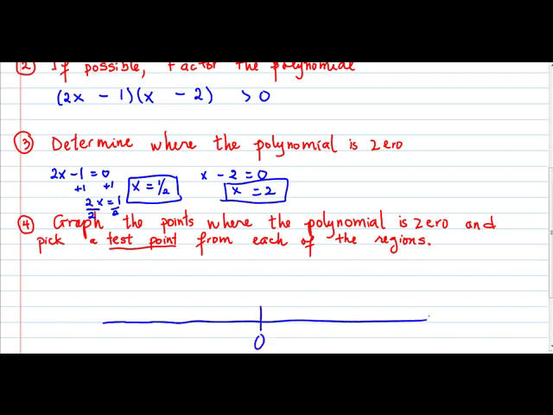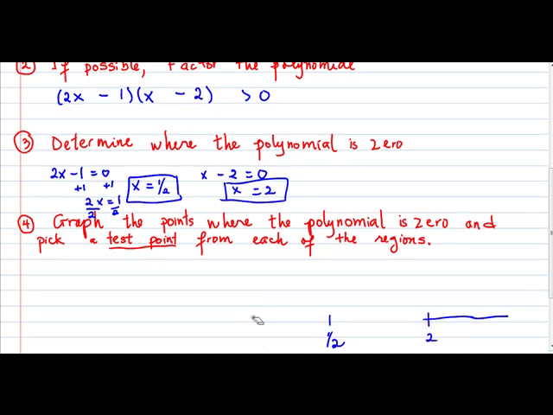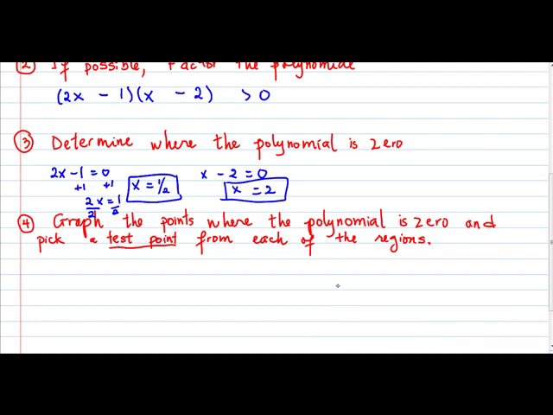Okay, 0. Somewhere around here is 1/2. Somewhere around here is 2. Let me do more further. 0, 1/2, and 2 somewhere around here.